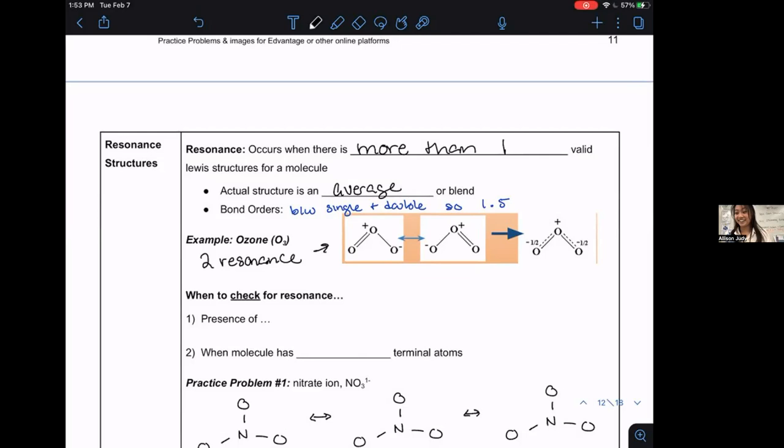So, when to check for resonance. Okay, when to check for resonance: you have the presence of a double or triple bond.